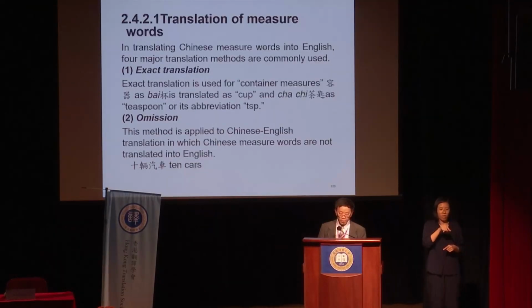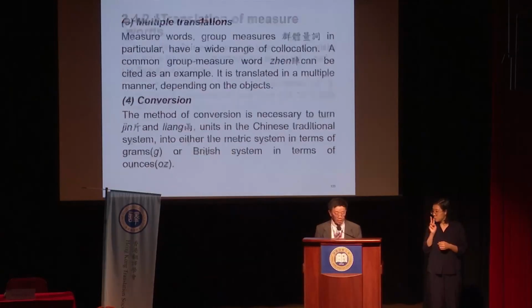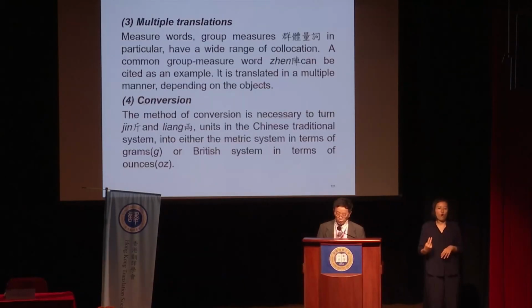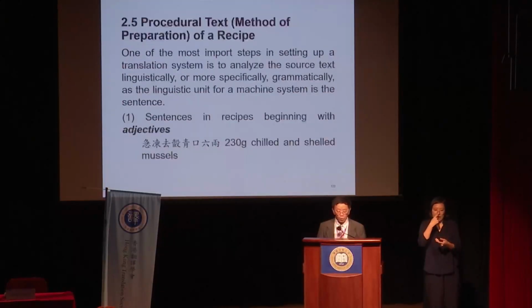And then sometimes we know that we don't have to repeat the measure word in our translation. 是十辆汽车, we simply say 10 cars. Although you can use multiple translations, say the word 真 can be translated differently in different contexts, the most common method that we use would be conversion, because Chinese recipes are written in Jin and Liang, and then we have to put it into what we call the British system or the metric system to be consumed by English-speaking people or other foreigners.